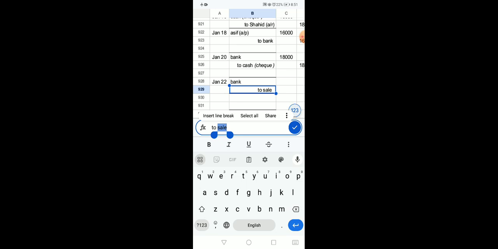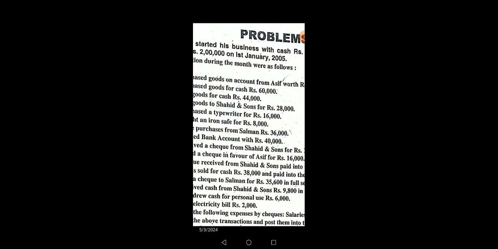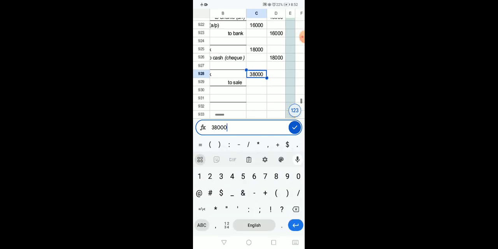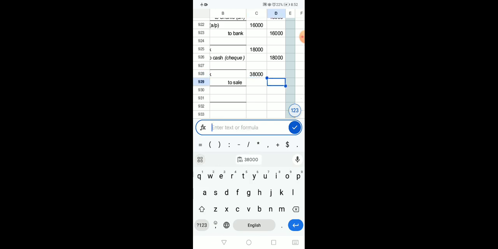So we deleted it. Now please try to understand, you had sold goods, received cash and immediately deposited it into the bank. It means the amount of cash has directly gone into the bank. The amount present in your bank account has been increased. Increase in bank account should be debited, so we debited bank. Let's see how much worth of goods we have sold on the 22nd. That is 38,000. It is mentioned over here. So write down 38,000 on the debit side, and you are supposed to write the same amount on the credit side as well.